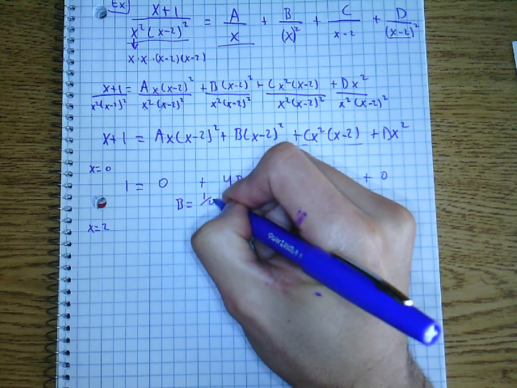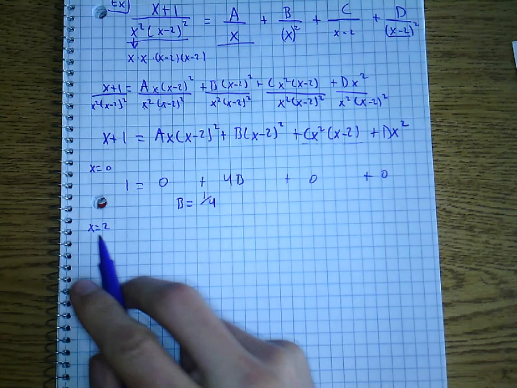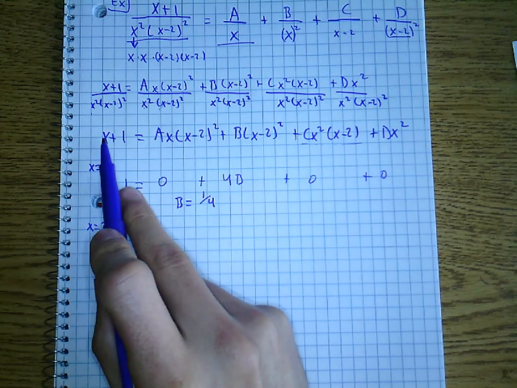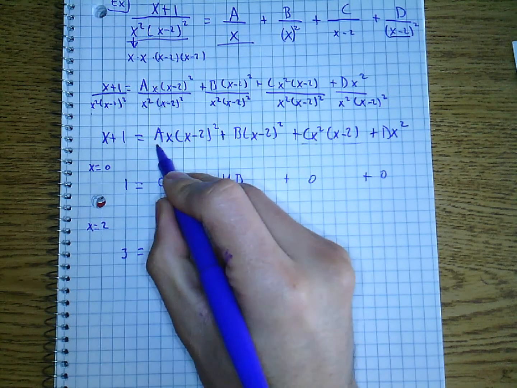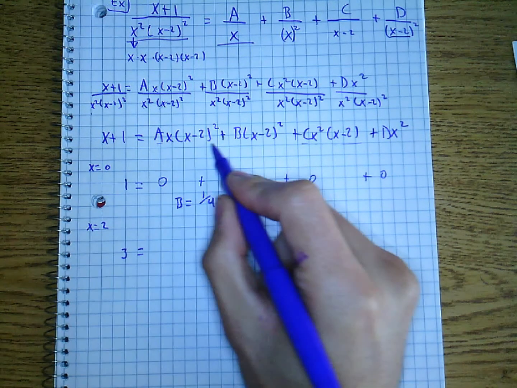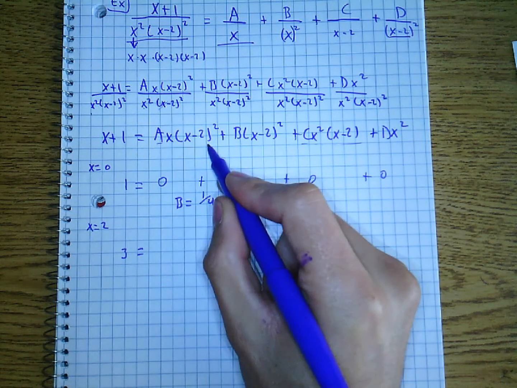All right, now we're going to try 2. If I plug in 2 here, that gives you a positive 3. What happens if I plug a 2 into the first terms right here? 0, 0, 0, 4d.